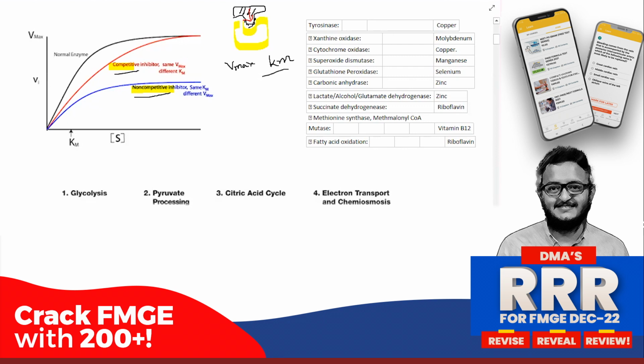This is the substrate over here. On this line, substrate is there, and on this line, reaction is there. This is the speed, the velocity. So if you see over here, this is the half. See, exactly half of the Vmax, 50%. Half of the Vmax, whatever substrate concentration is used, that is the Km.